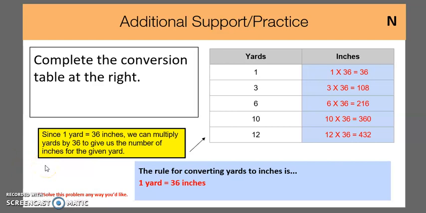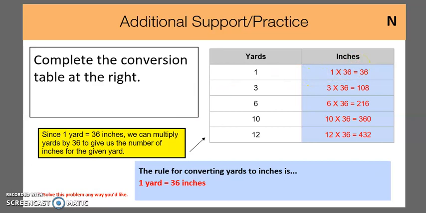Okay, so here we go. We know that since 1 yard equals 36 inches, we can multiply yards by 36 to give us the number of inches for the given yard. So here we see that 1 yard equals 1 times 36 equals 36 inches. If we're looking for how many inches are in 6 yards, we can say 6 times 36 equals 216 inches. And if we want to figure out how many inches are in 10 yards, we can say 10 times 36 equals 360 inches.